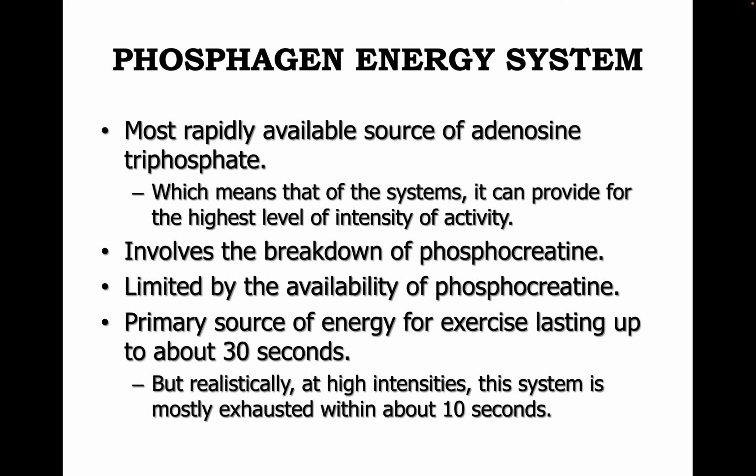So as mentioned at the very beginning of this PowerPoint slide set, our body wants to be very efficient. It doesn't want to do any more than it needs to. So only limited amounts of phosphocreatine are stored in our muscles. It's the main source of energy for exercise lasting up to 30 seconds. But again, as mentioned previously, at very high intensities, this energy system will basically be exhausted within about the first 10 seconds, but it can be the main source of energy up to 30 seconds.